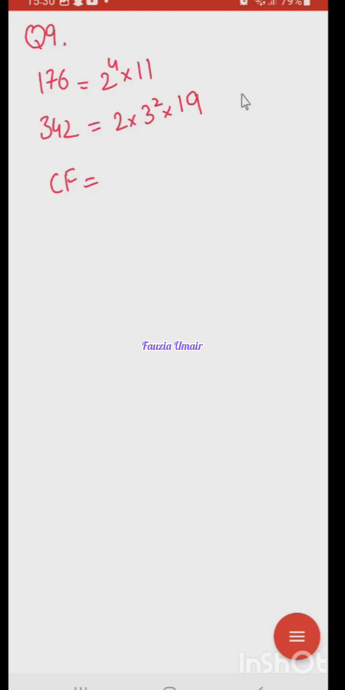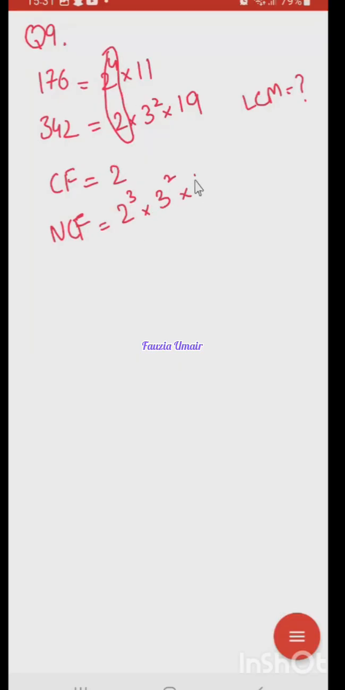Ma'am, we have to find the LCM. 2 is the common factor. Yes, any other common factor? Just 2 is common. Okay. So now what are the non-common factors? Ma'am, 2 to the power 3. Okay, this 2 to the power 1, 2 is the common factor, so the rest of the 3 2s are non-common factors. 3 square into 11 into 19.